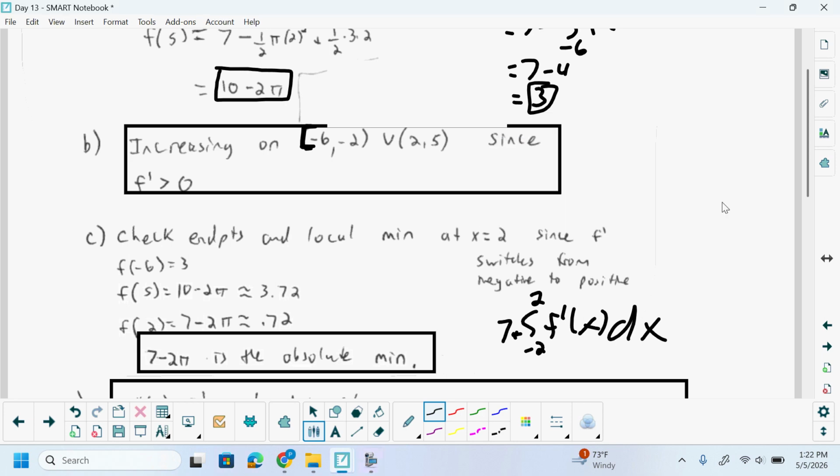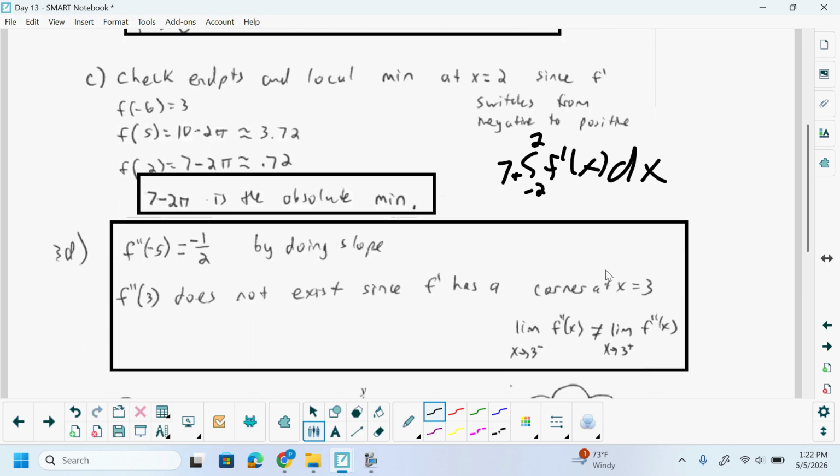So because 0.72 is the smallest of those, the 7 minus 2 pi is the absolute min. I would suggest don't say that 0.72 number because that was just an estimate, and it might not be the accurate amount rounded to 3 places. So use the 7 minus 2 pi.